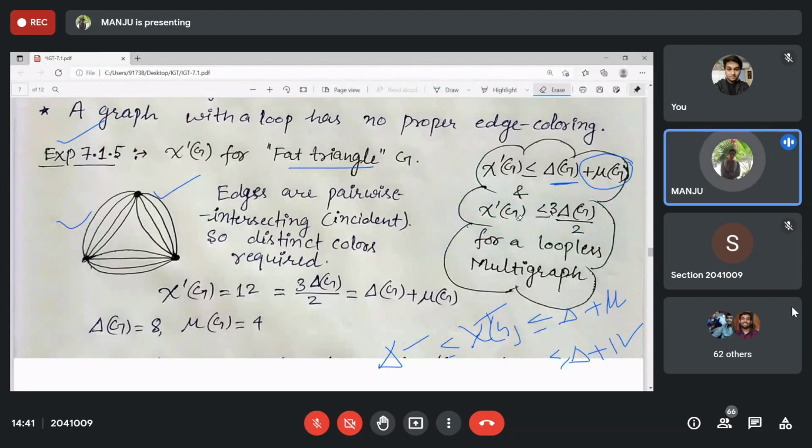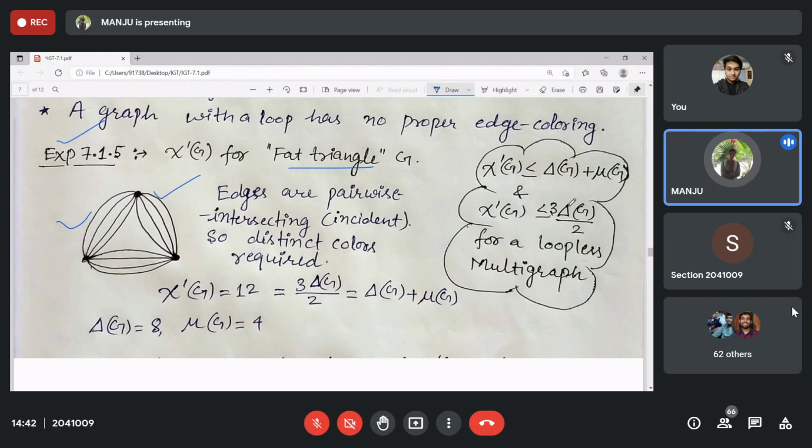That is, chromatic index is greater than or equal to delta, which we have already checked. You can just check the upper bound, delta plus mu, and 3/2 delta, where delta is the capital Delta, the maximum degree. What about multiplicity? We cannot use the same color for all these edges as well as these edges, right? For these edges, both endpoints are the same, but if we consider these edges, both layers are white, so we cannot use the same color.